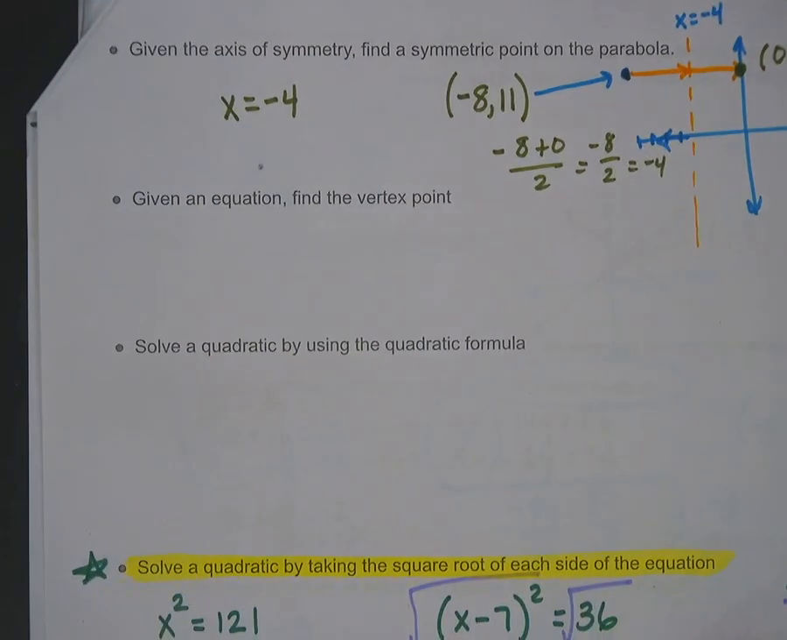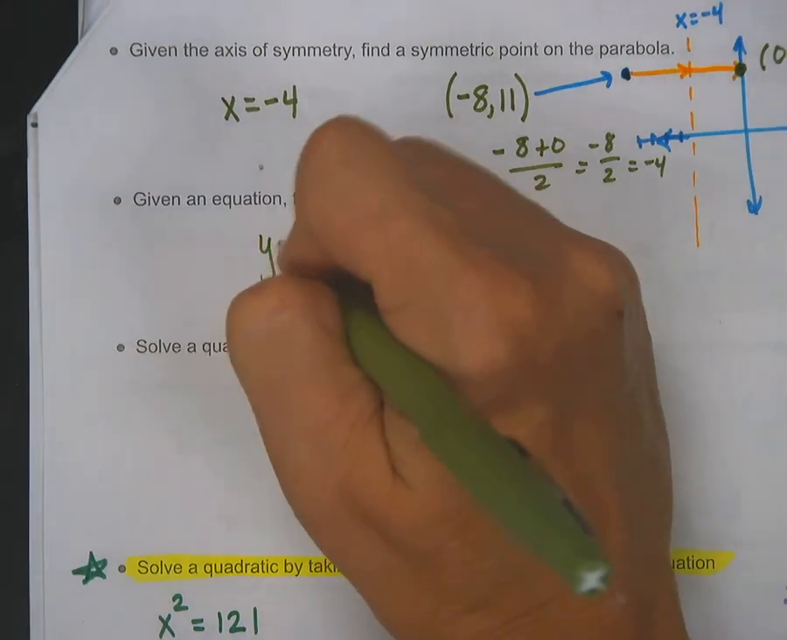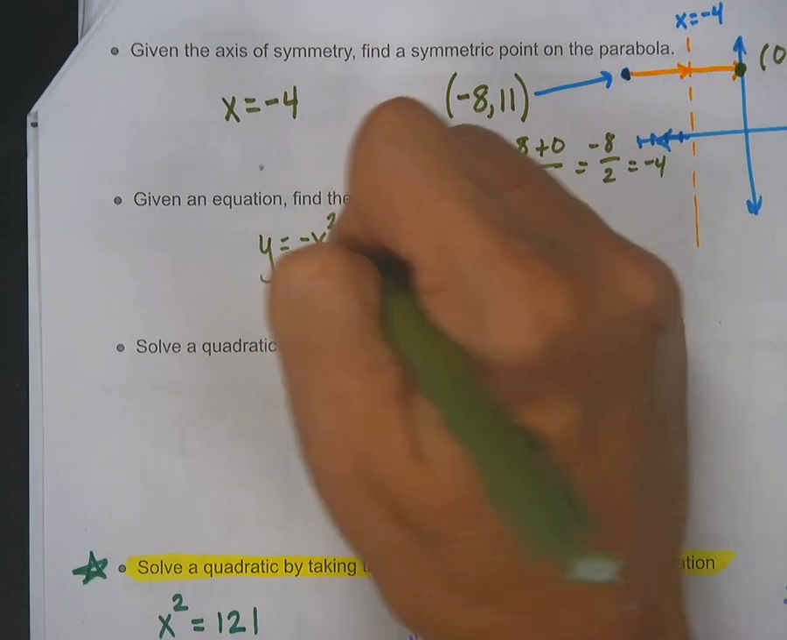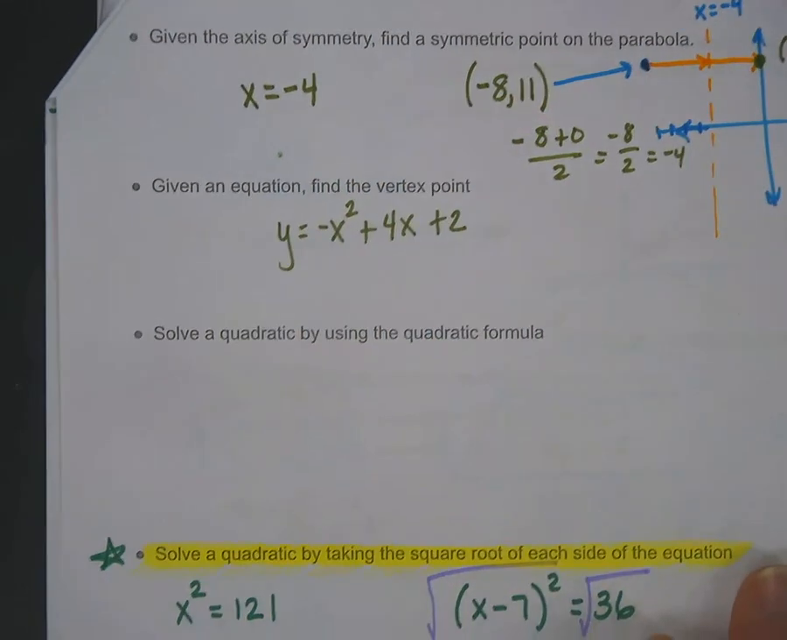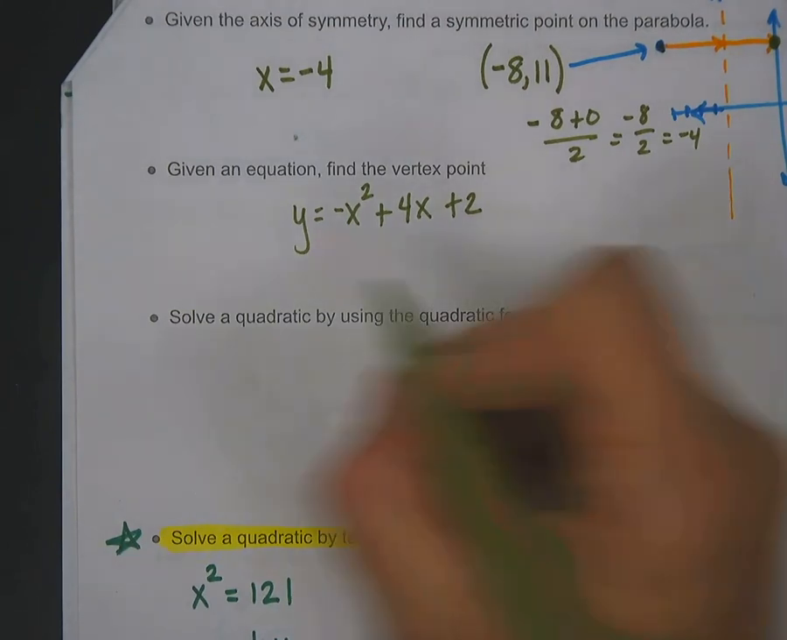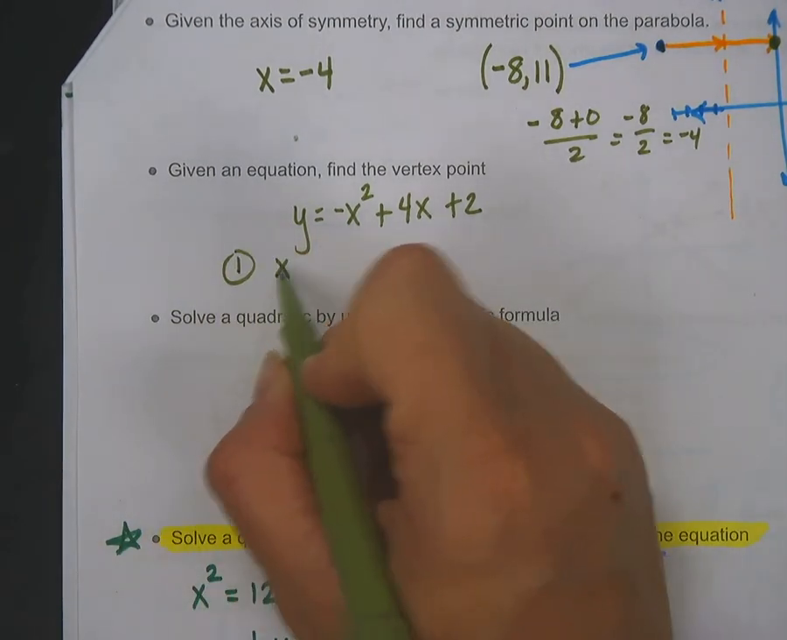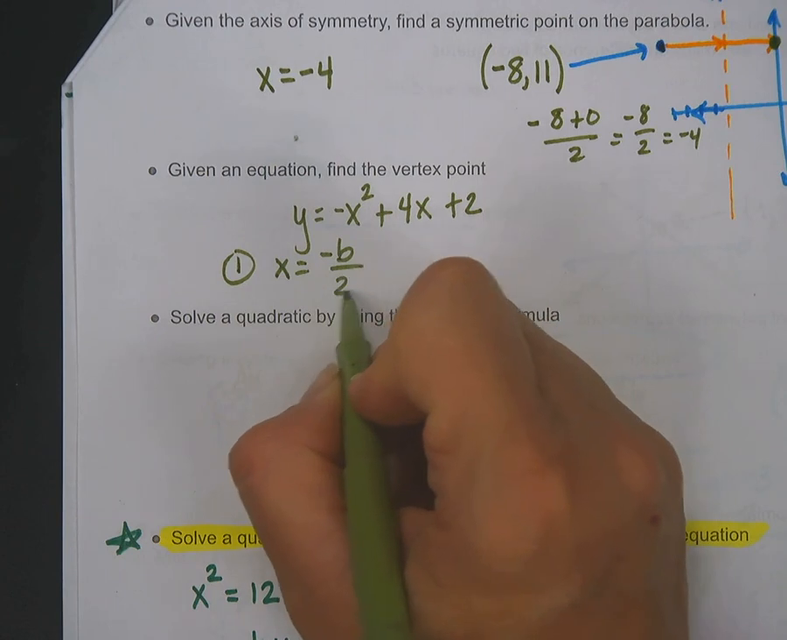Okay. The next one, where did my problem go? The next question is going to be given an equation like this. You need to be able to find the vertex. Okay, so to find the vertex, step number 1 is you have to find the axis of symmetry.